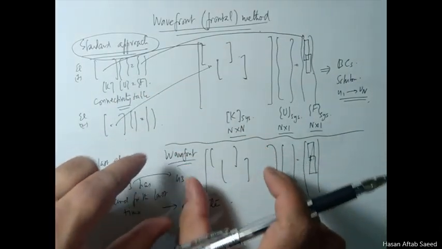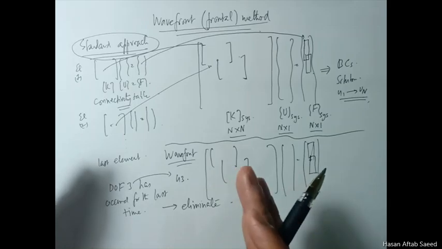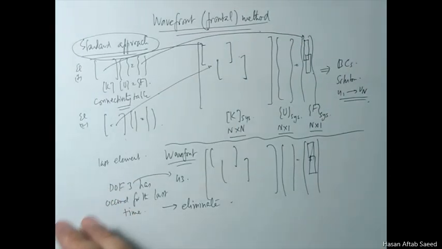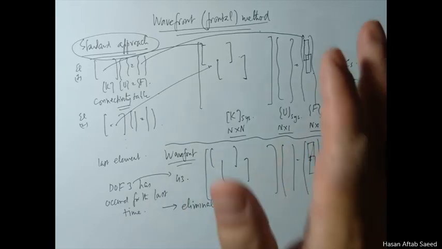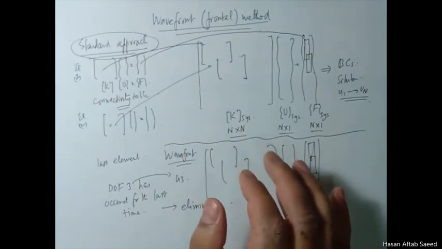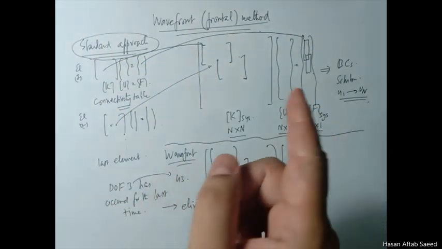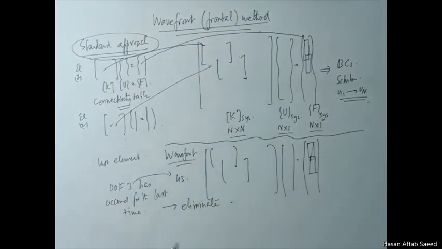The matrix and the vector size will keep on increasing and decreasing, and as you proceed towards the final elements, you will see that the reduction becomes more and more, and at the end you will just have 1 degree of freedom in the system. I'll explain that later on, but the conclusion of it all is that at the end you will have just 1 degree of freedom left.